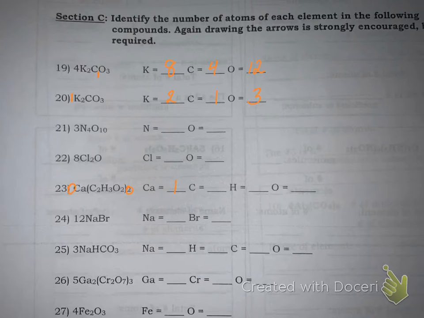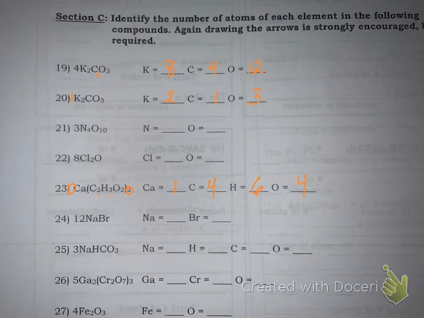Now, let's look at the carbon. There's a subscript of 2, and then a subscript of 2 outside the parentheses. 2 times 2 is 4. H, subscript of 3, parentheses, subscript of 2. 3 times 2 is 6. And then finally, O. 2 times 2 is 4.